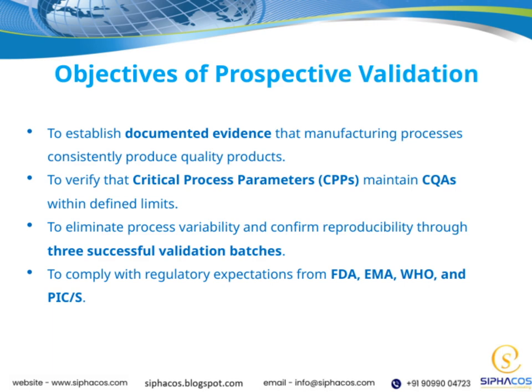Another key point is eliminating process variability and confirming reproducibility. We do this through 3 successful validation batches, which demonstrate that our process is reliable and produces the same quality product each time. Finally, we must ensure our validation efforts meet regulatory expectations. This means complying with the requirements set by agencies like the FDA, EMA, WHO, and PIC/S overall. These objectives help us maintain quality, consistency, and compliance throughout our manufacturing process.